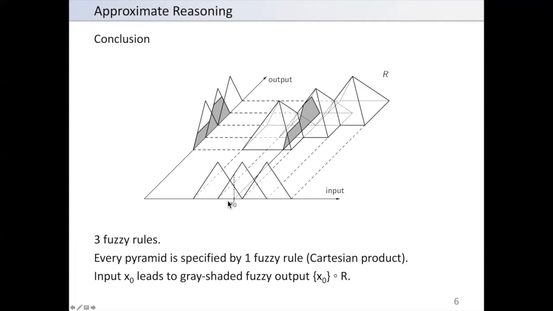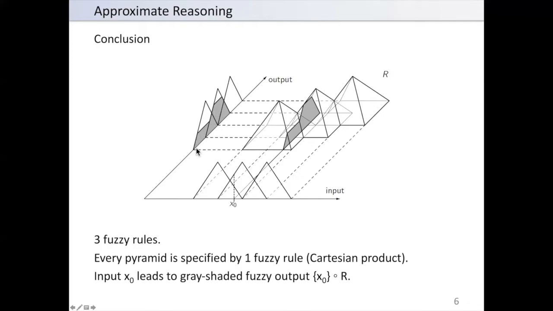And we have to take the composition of x0 with the relation, that relation, the union of these 3. And if we use the value x0, here, if we take the composition with the relation, we obtain such a shape. And its projection on the y-axis is given here. So this is corresponding to the conclusion.